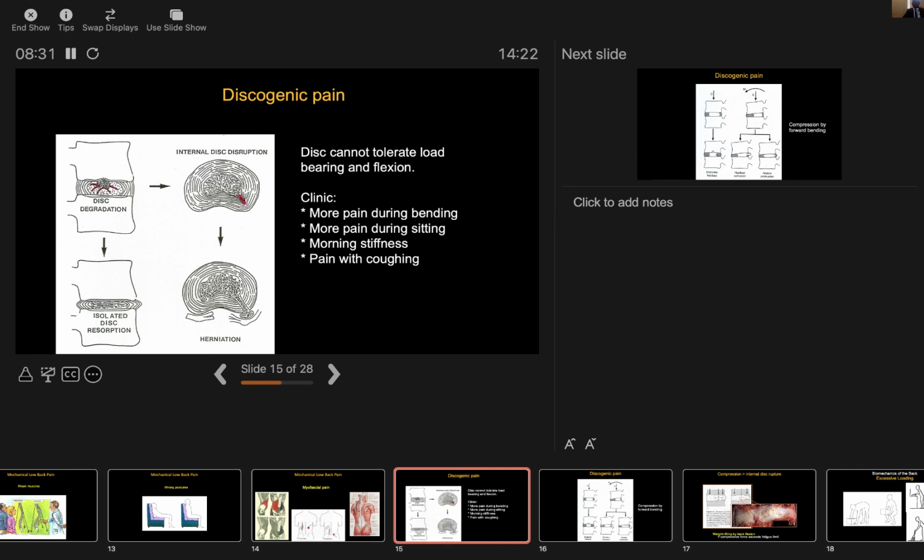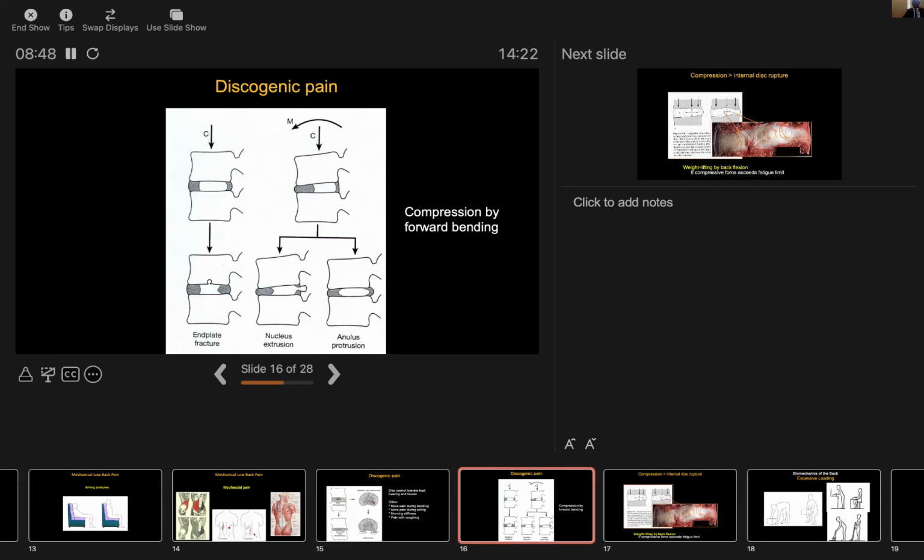Discogenic pain is caused by disc degradation, and it is called isolated disc resorption without disc herniation. Sometimes it may cause back pain and sometimes leg pain.